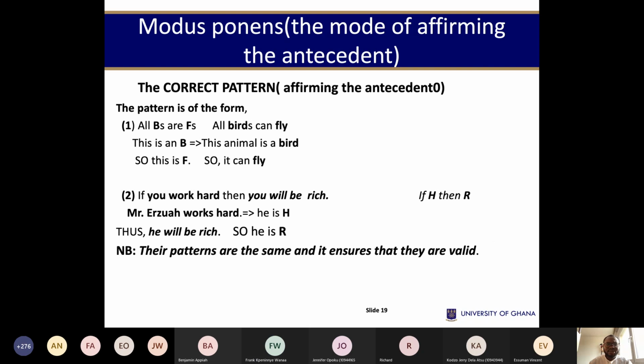The first one is what we call modus ponens. Modus ponens is a Latin word. It means the mode of affirming the antecedent. You remember what an antecedent is? We said that in a conditional statement, you have 2 parts. The first part is what we call antecedent. And the second part is what we call consequent.